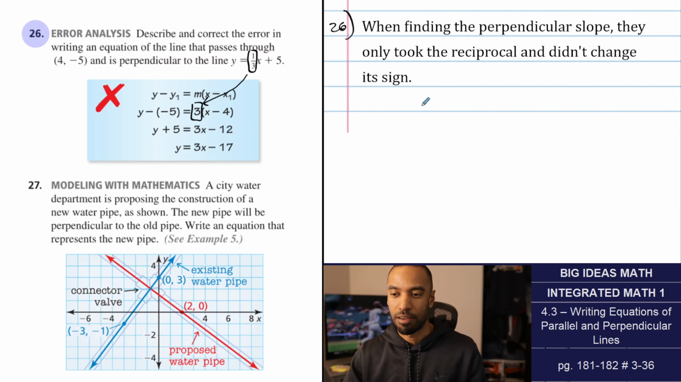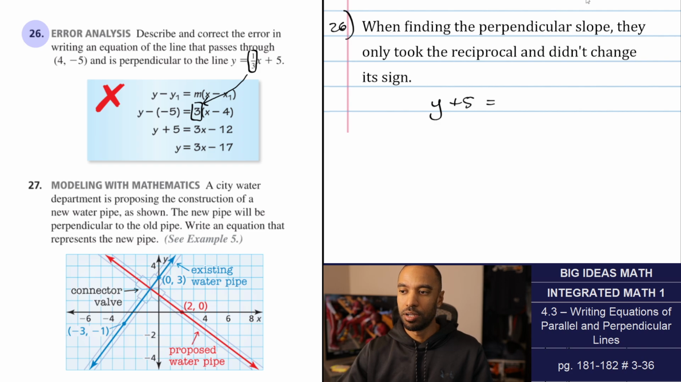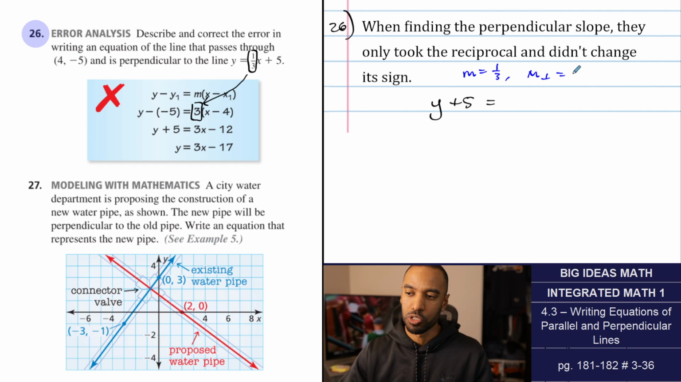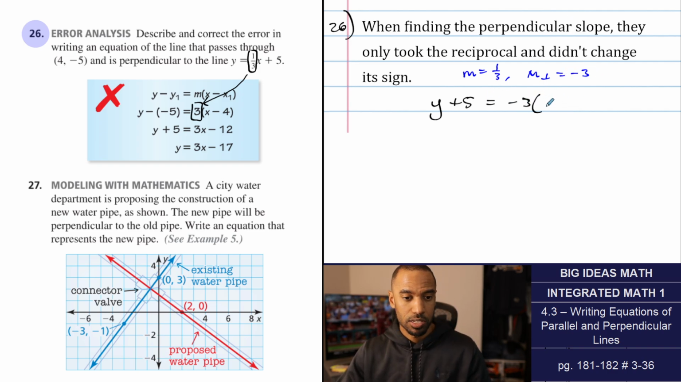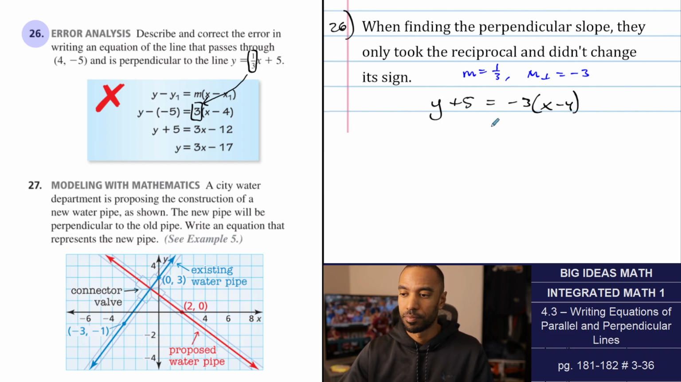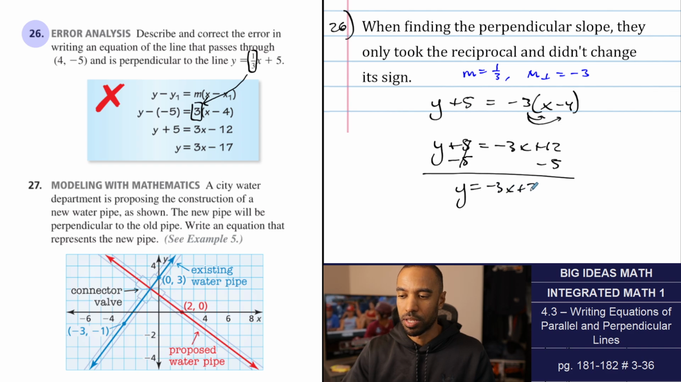So let's fix what they have, though. y minus -5, that's the right substitution. I'm going to write y plus 5, equals, and then for that slope of 1/3, if the slope is 1/3, the opposite reciprocal slope is -3 over 1, but negative, not positive. So -3 times the quantity x minus 4. Now when -3 distributes, we get y plus 5 equals -3x plus 12 instead of 3x minus 12. And subtracting this 5 over doesn't give you a -17. It gives you a positive 7. So y equals -3x plus 7.